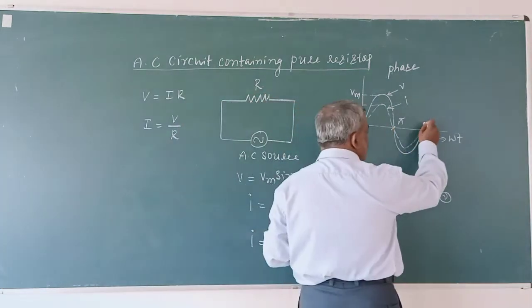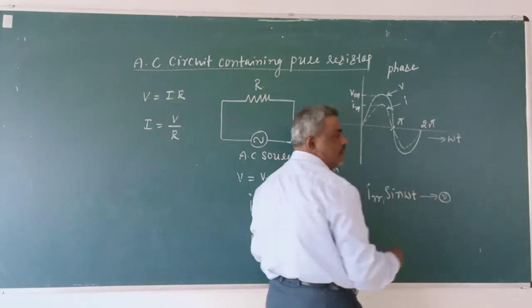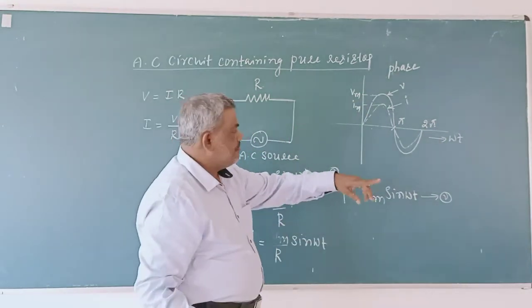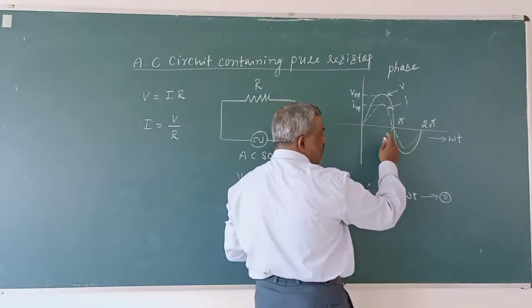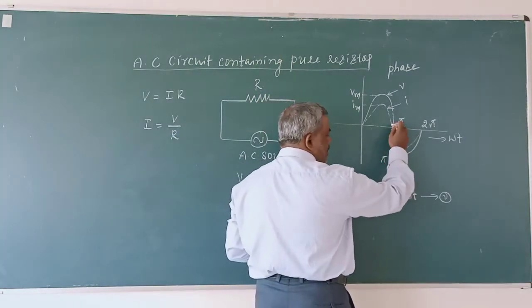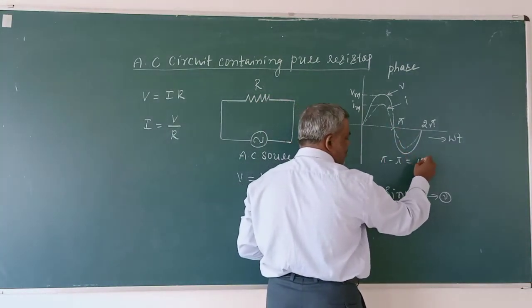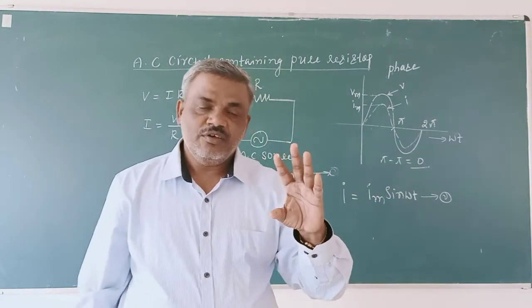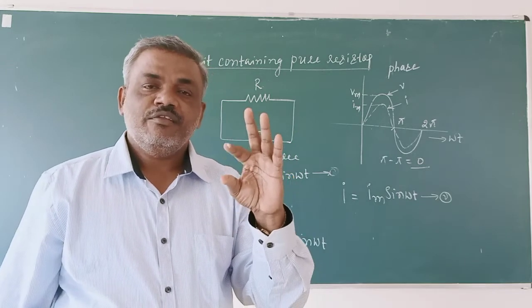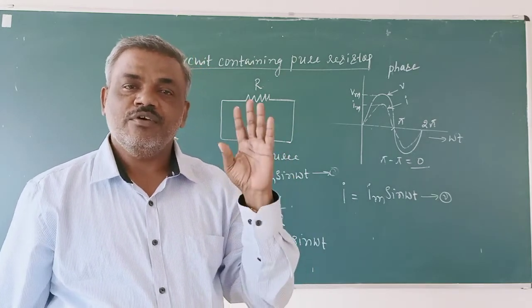So here also 2 pi. Now what is the phase difference between voltage and current in a pure resistor? The phase of voltage is pi, current also pi. So pi minus pi is 0. So the phase difference between voltage and current in a pure resistor is 0.